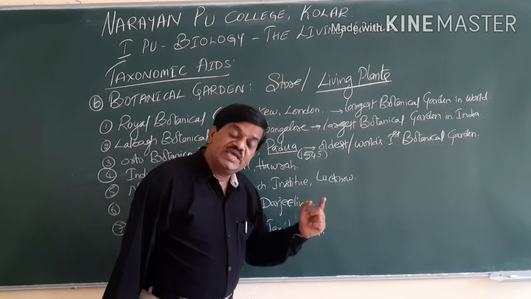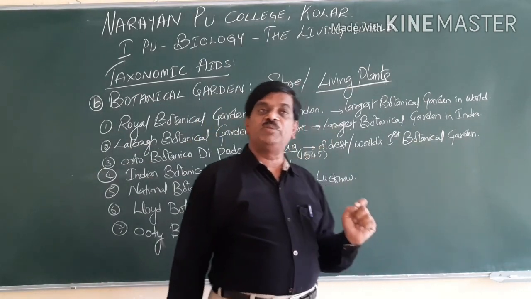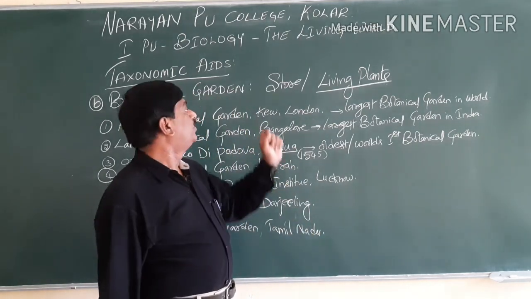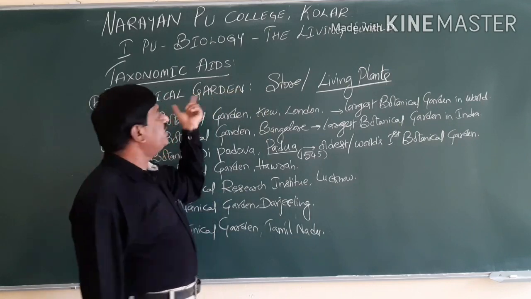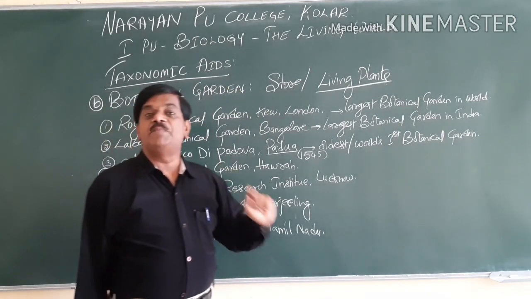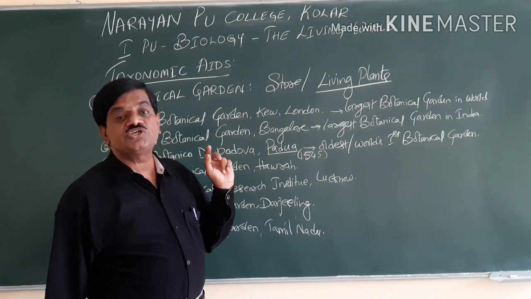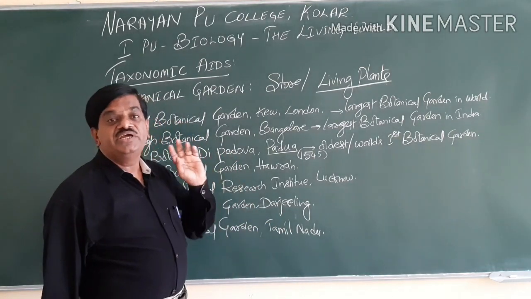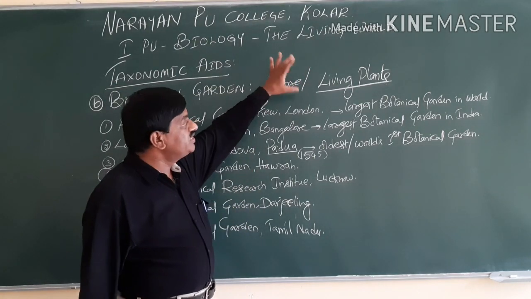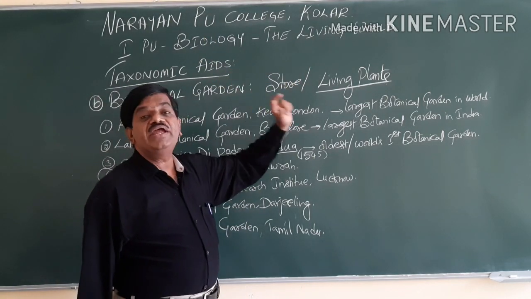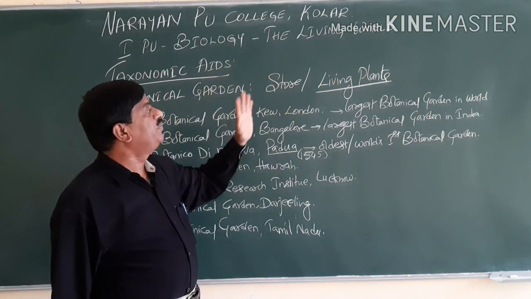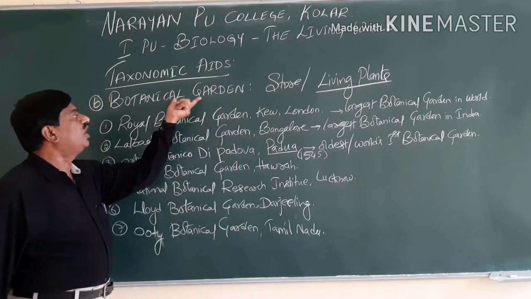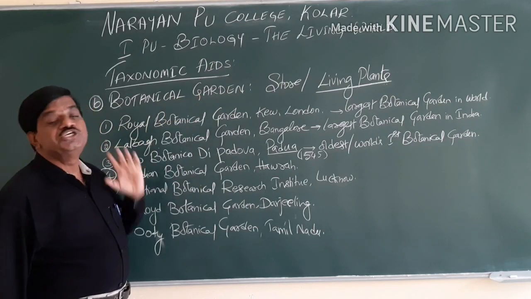In the herbarium, I mentioned that dried or dead plants are preserved on paper. But here it's not like that. Botanical gardens are a place where the living plants are grown, or that place is protected without any disturbance. And here these plants or the varieties of trees are grown and protected, used for research work or for taxonomical studies.